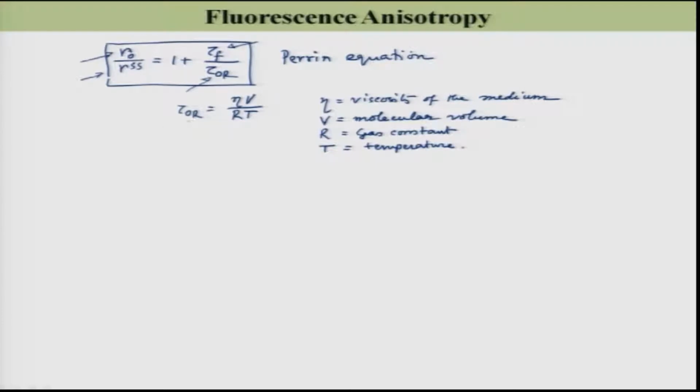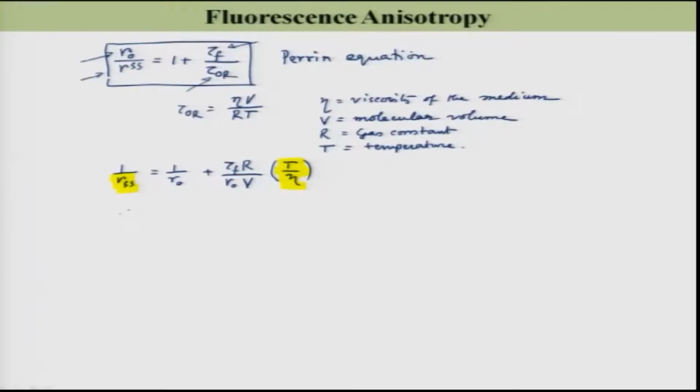Now, if I plug this expression for tau OR into the Perrin equation, we will see the following: 1 over RSS equal to 1 over R0 plus tau f into R divided by R0 into V into temperature by viscosity. It means that this is the measurable quantity. At a particular temperature you know the viscosity, so T by eta is a known quantity, and I can measure the steady state anisotropy for different values of T by eta. I change the temperature, viscosity will change, so T by eta will change, and for different values of T by eta I can measure the steady state anisotropy and then plot it. So let us plot that.